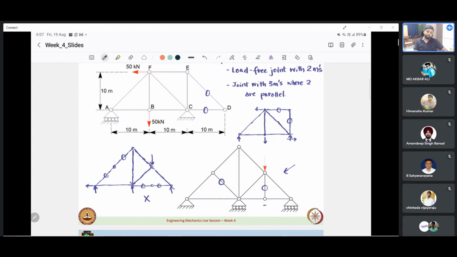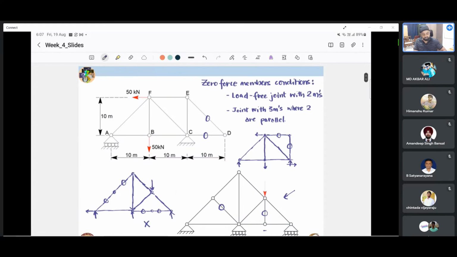So the sum and substance of what we have discussed so far is that these are the two conditions required to check if there are 0 force members. Since these are based on joints, the best way to go about it is to apply this condition only once at each joint. This will help you avoid all the possible mistakes.